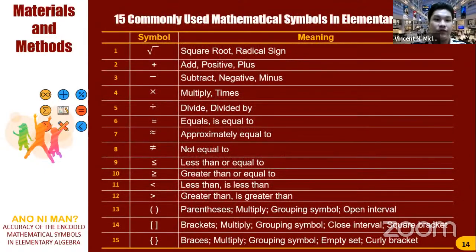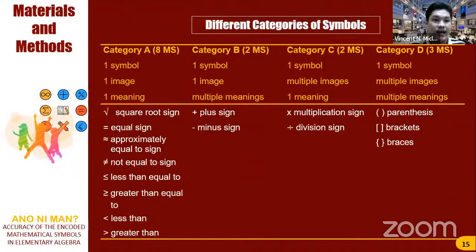So here are the 15 commonly used mathematical symbols in elementary algebra as we have classified. The meanings of the symbols that were exhaustively gathered and listed were based on what a grade 8 learner would know at that grade level. And here is how we differentiated the categories for the 15 mathematical symbols. So 8 symbols belong to category A, 2 symbols for category B, 2 symbols for category C, and we have identified 3 mathematical symbols for category D.